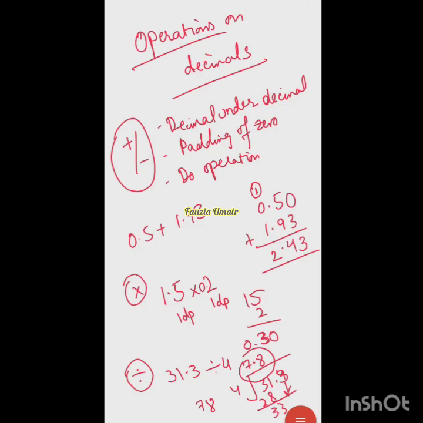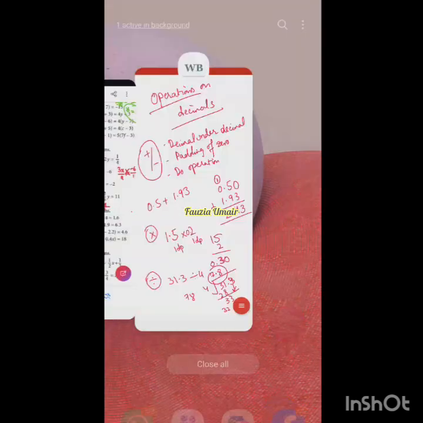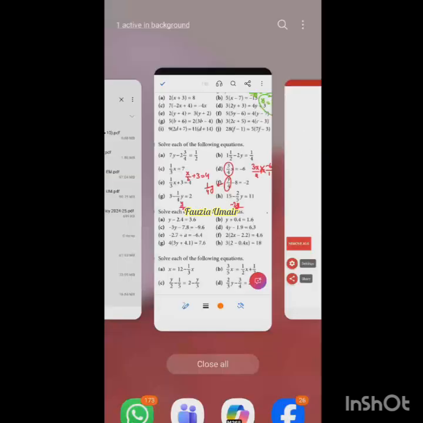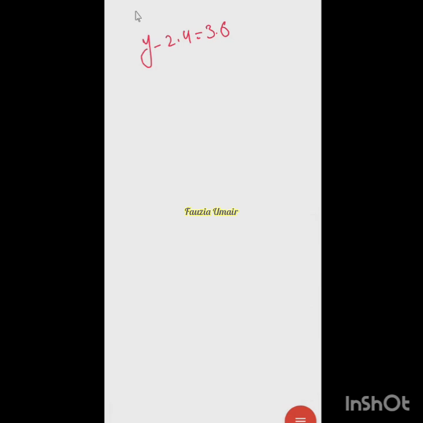Okay, ma'am. So now we are going to solve question number 5 because we need to do these operations. Okay? First is y minus 2.4 is equal to 3.6. So how many terms? 3. 3 terms. This y is fine, but this minus 2.4 should be on the other side. So we will take it on the other side. 3.6. This is minus on this side, so on this side it will be plus 2.4.